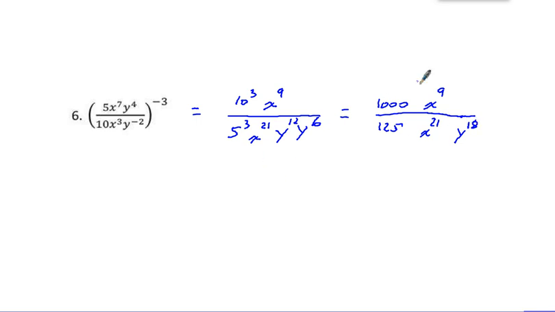Now again, I want to treat each set of common factors separately. And I simplify the coefficients. 1,000 divided by 125, and we get 8. X to the 9th divided by x to the 21st. The way I like to look at these is I look at the difference between 21 and 9. And the difference between 21 and 9 is 12. And then I say which exponent was larger, the numerator or the denominator? In this case, the denominator. So that's where the answer will go, x to the 12th.